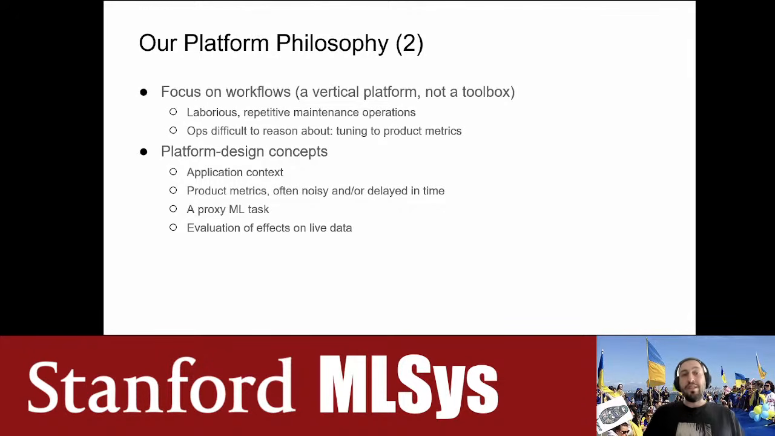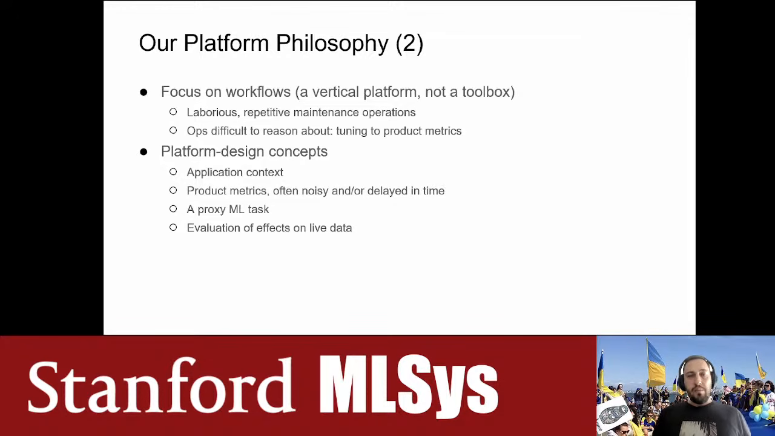There are some operations that are difficult to reason about, especially tuning to product metrics. If you think of, say, monthly active users, well, it's not clear how a particular product contributes to monthly active users. There could be all sorts of nonlinear effects, but our platform automates all these things.